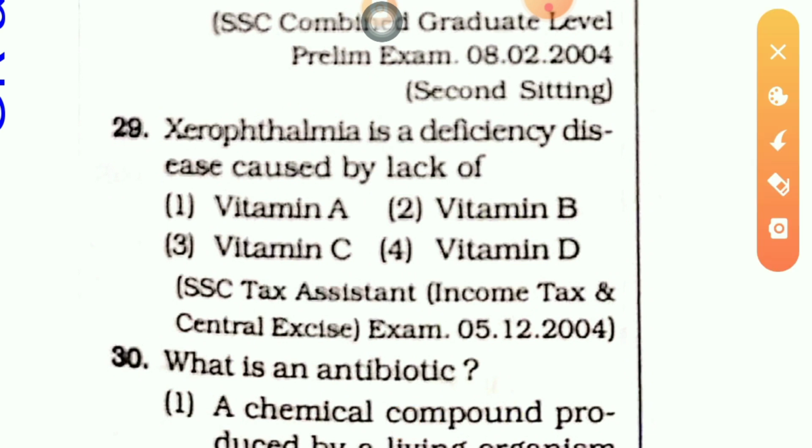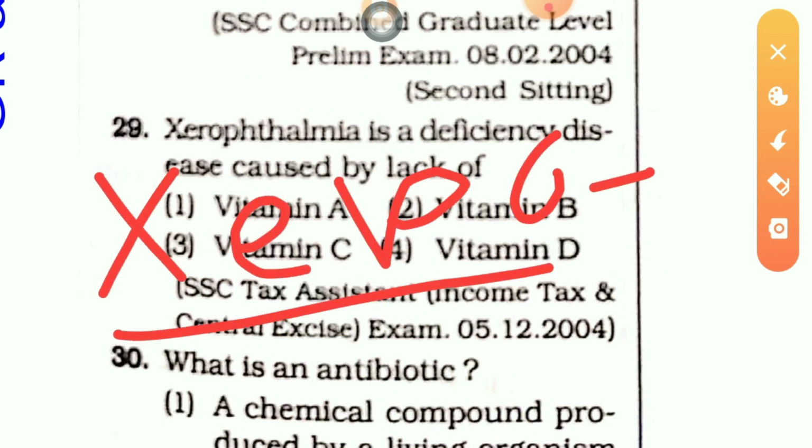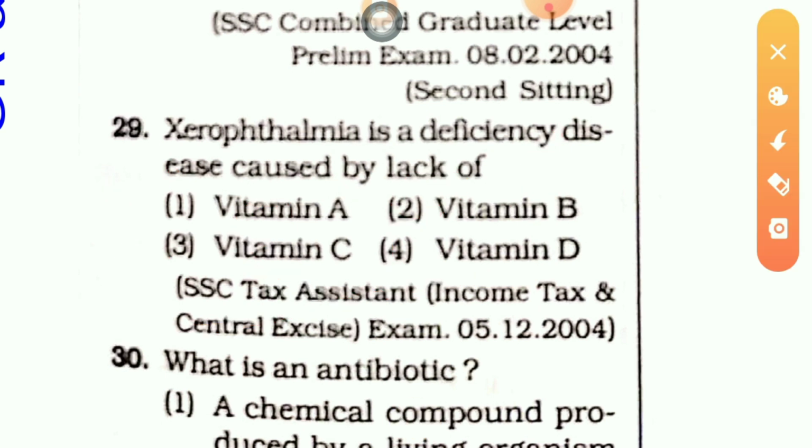The next question: xerophthalmia is a deficiency disease caused by lack of which vitamin? Here, xero is a prefix added to this word xerophthalmia. Remember one thing about this prefix: the word deals with dryness. So a word that gets this prefix has a meaning of dryness. Remember this because it will help you in other questions.